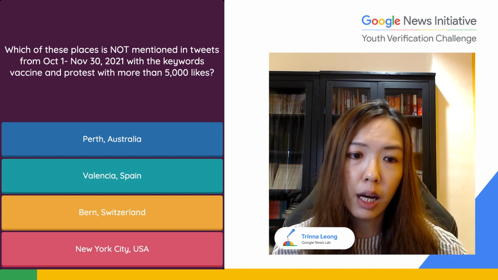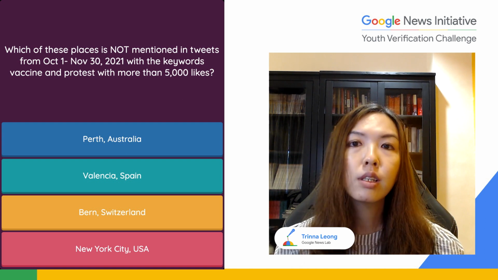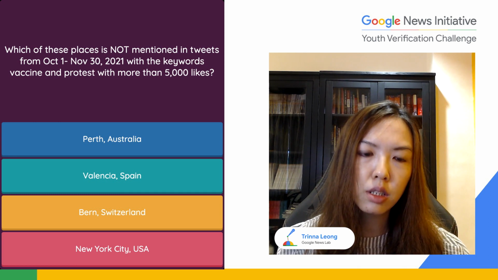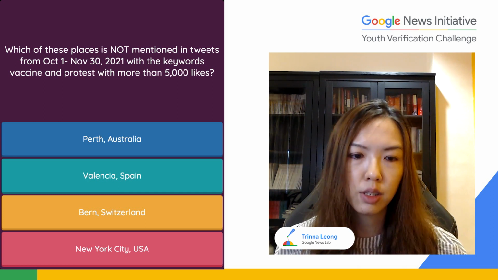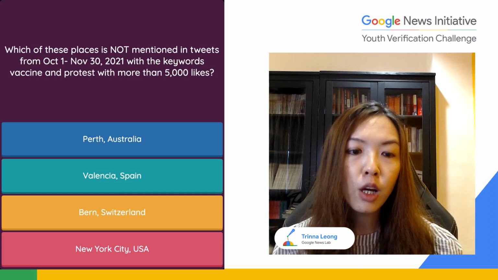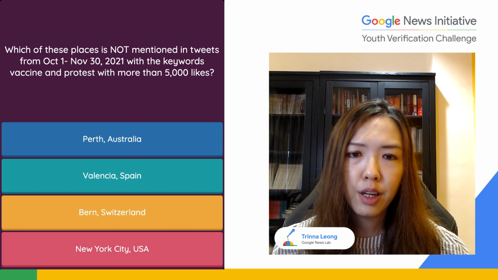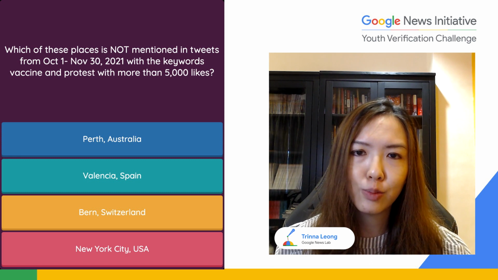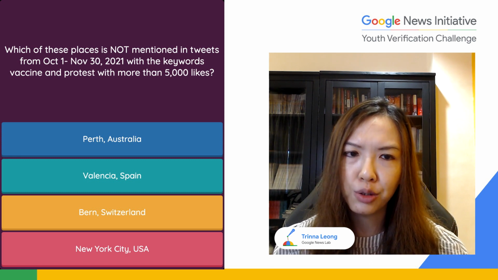So first, the option is Perth, Australia. Second is Valencia, Spain. Third is Bern, Switzerland, and fourth is New York City, USA. You have 2 minutes left. I see some people have very quickly keyed in their answers, but most of you are still pretty slow.